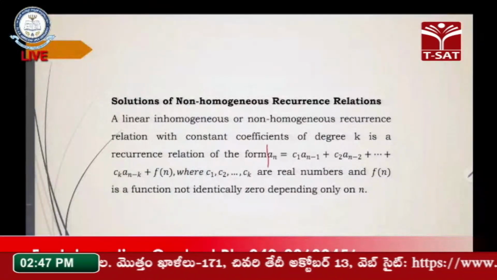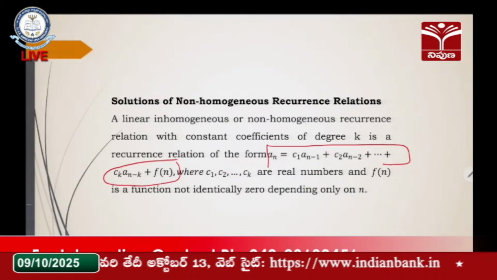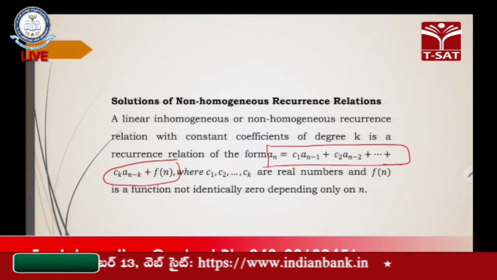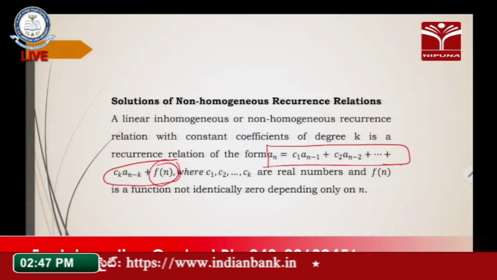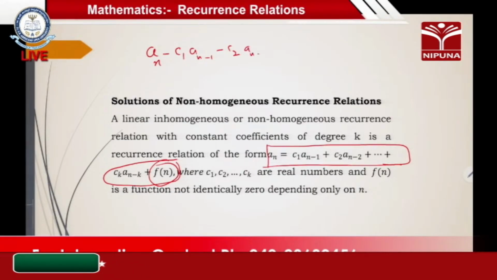Okay. Now, the main part is, is it possible to solve non-homogeneous recurrence relation? Yes. Non-homogeneous recurrence relation means, observe this one. This is the non-homogeneous recurrence relation where this f of n is there. Let me rewrite this. This is a n minus C1 a n minus 1 minus C2 a n minus 2 and so on, minus Ck a n minus k equal to f of n.